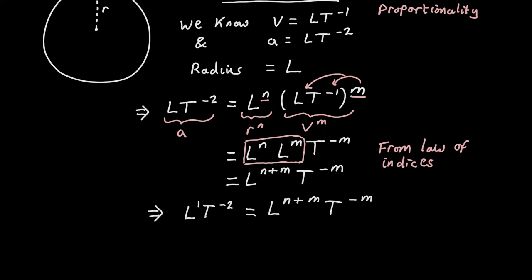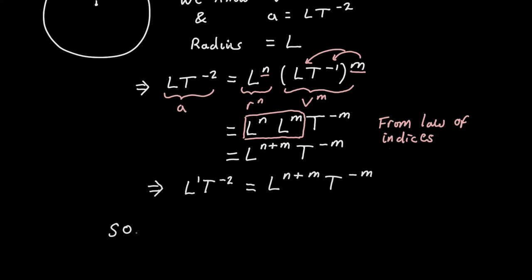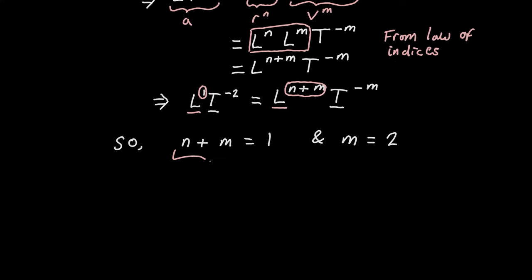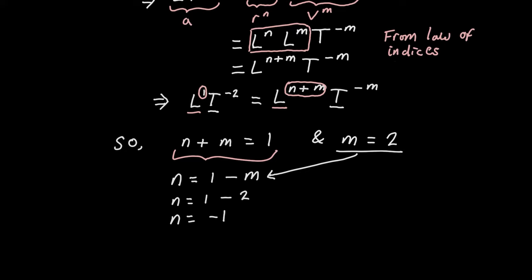Here we can find the values of n and m simply because the dimensions have to balance on both sides of the equation. So if we rearrange equation 1 to make n the subject, we can plug in the value of m to find the value of n. And now we can place the powers back into the first equation.